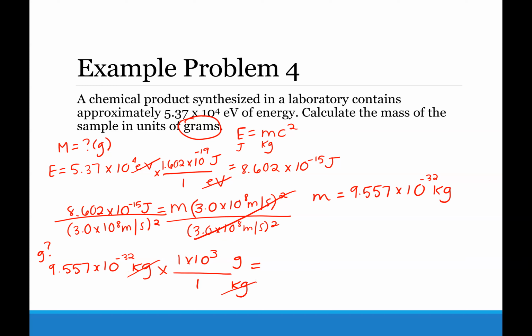So kilo cancels, and if you multiply 9.557 times 10 to the minus 32 by the constant for kilo, which is 1 times 10 to the 3, you end up with 9.557 times 10 to the minus 29 grams. And that is the mass in units of grams.